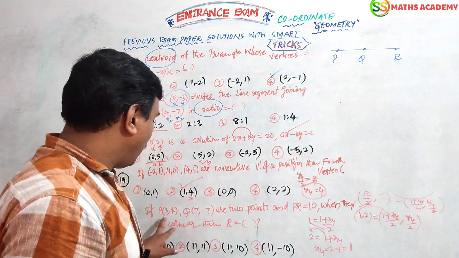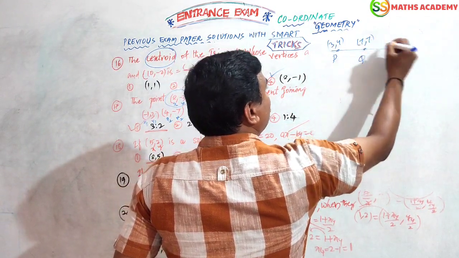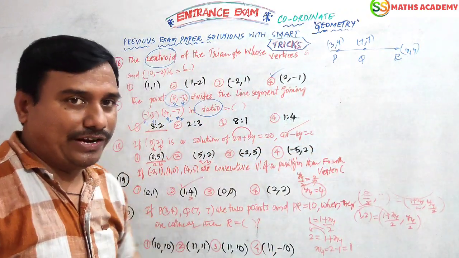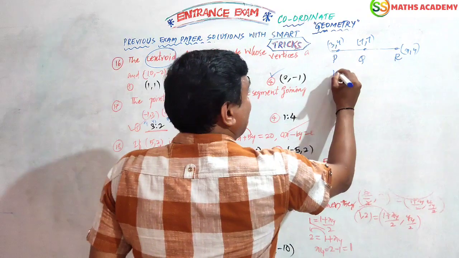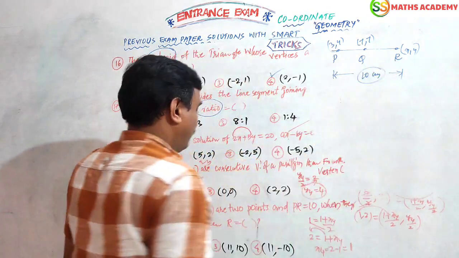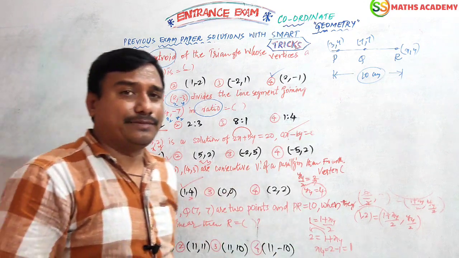P value is given, 3, 4. Q value is given, 7, 7. What is the R value? We don't know, that we have to find. But this length PR is given, 10 centimeters for suppose. Find it. Simple concept.